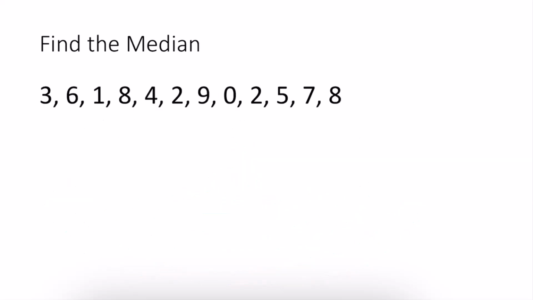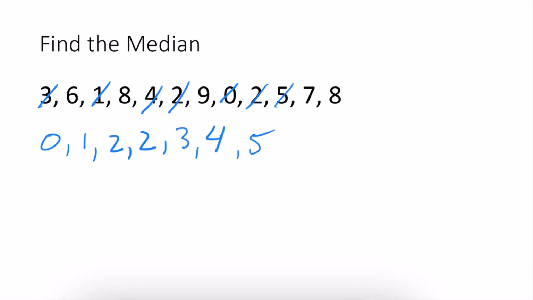If your data set is not given to you in order, then it's really important that you list them in order first. So in this case, I would say, okay, well, I have a 0, so I'll cross that off. I have a 1, cross that off. Looks like I have 2 2s and a 3 and a 4 and a 5 and a 6 and a 7 and 2 8s and a 9. So I list out my data set in order, and then I want to find the middle data point.